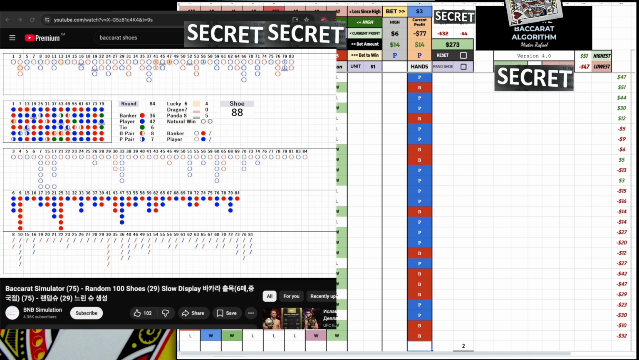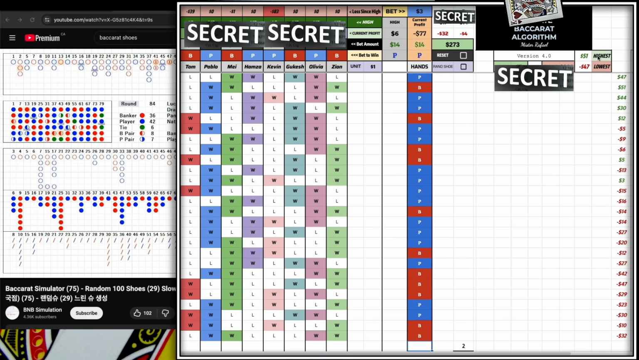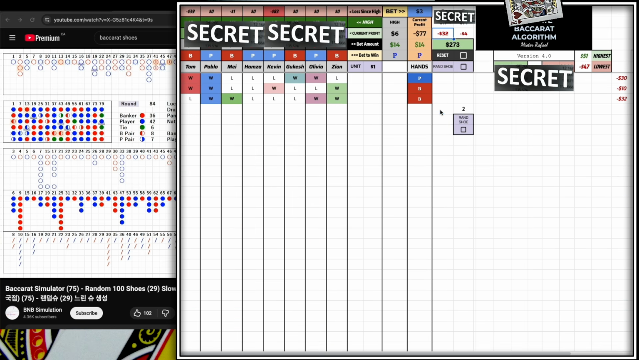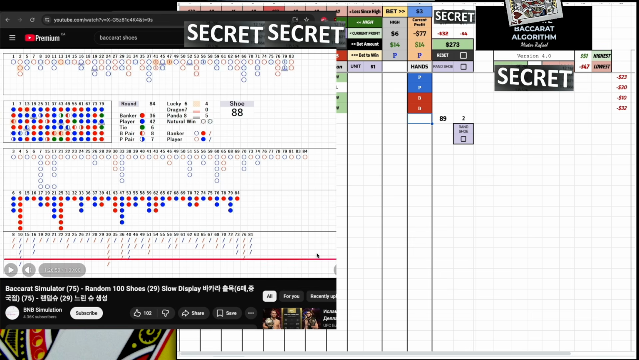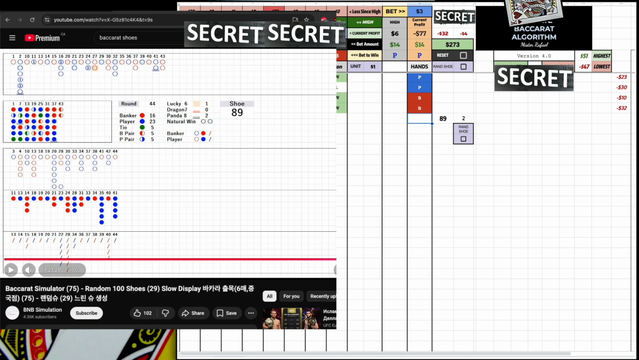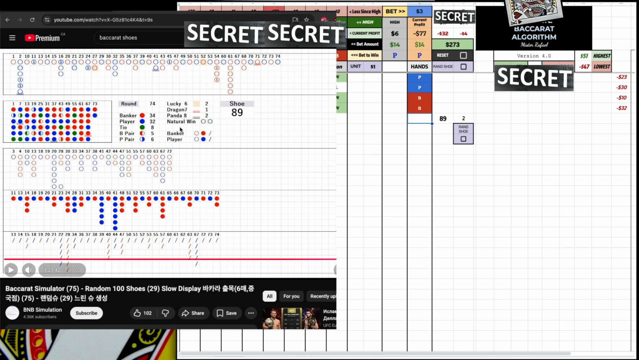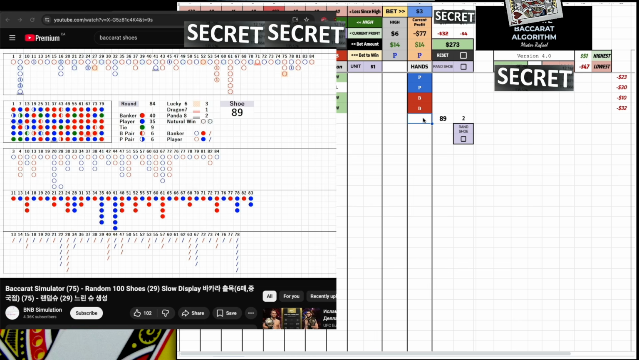Okay, highest profit $51. Biggest drawdown minus $47, currently sitting at minus $32, with the next bet being $3 on player. Shoe 89 is next. Here we go with shoe 89.